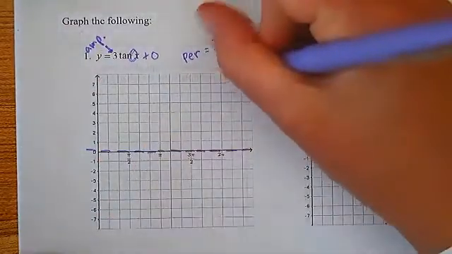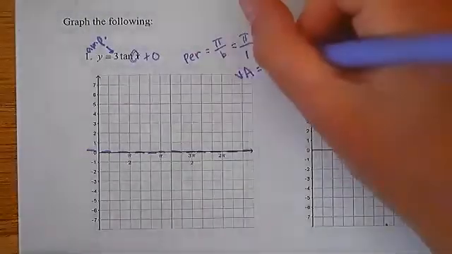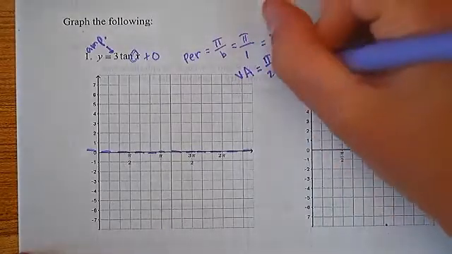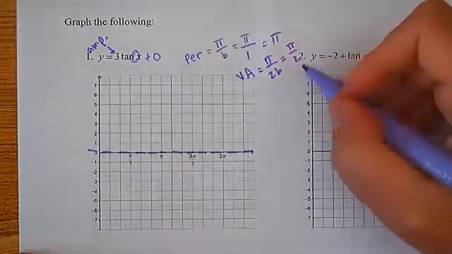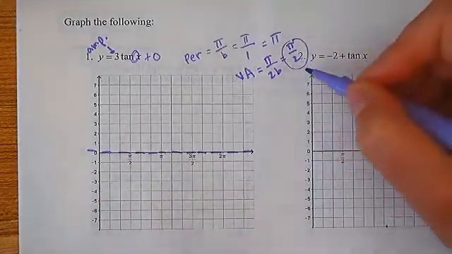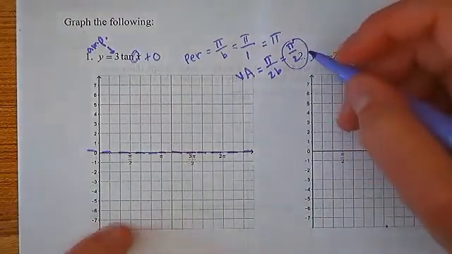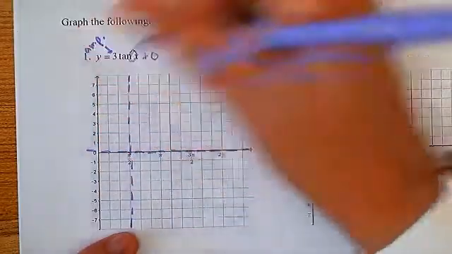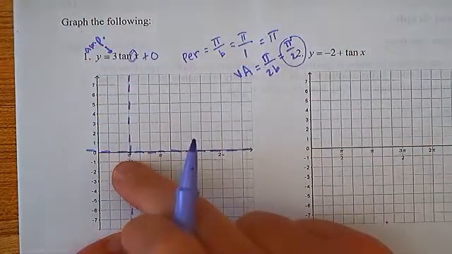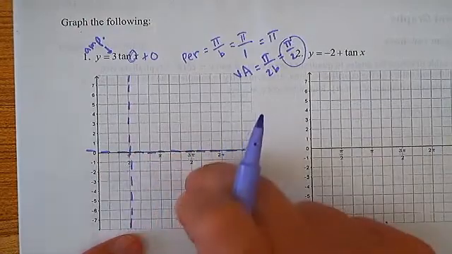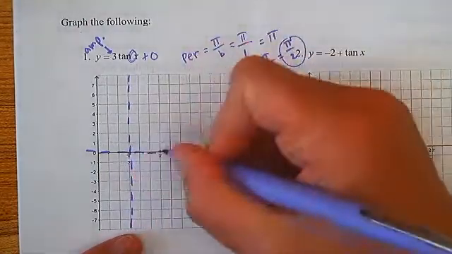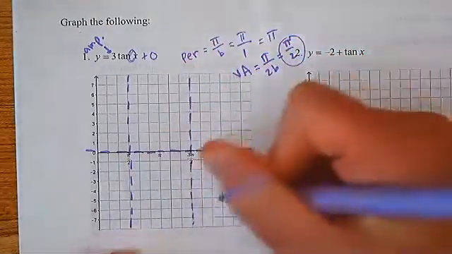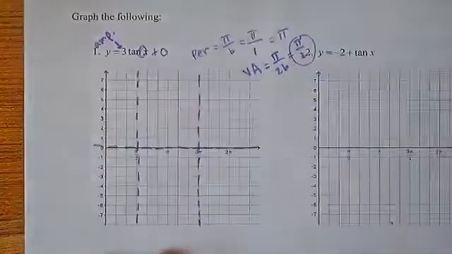And then the next thing I like to find is my vertical asymptotes. Again, the formula for that is pi over 2B. So if B is equal to 1, that means that my vertical asymptotes are at every other pi over 2, just like the parent. So that's the first thing I like to graph, my asymptotes. We're going to start at pi over 2. Pi over 2 plus pi over 2 is pi, but remember it's every other pi over 2, so pi over 2 plus another pi over 2 is 3 pi over 2. So far this is looking very similar to the parent.